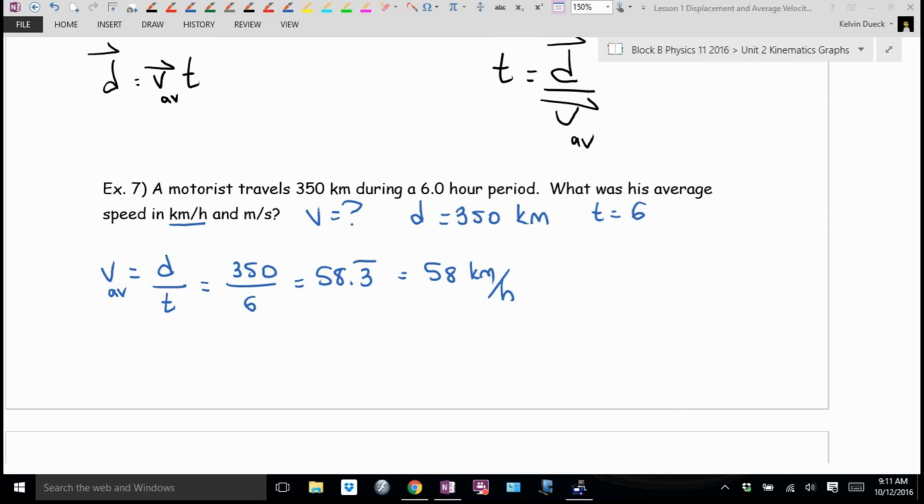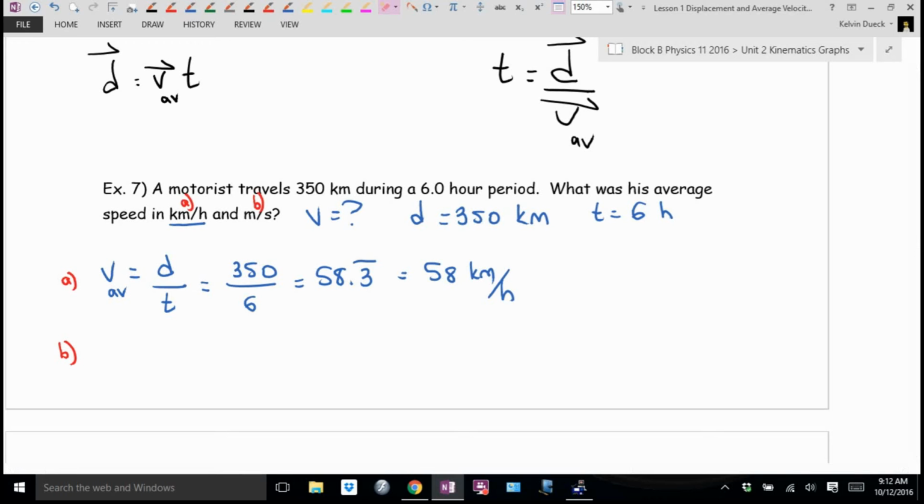Hey, let's call this Part A, and let's call this Part B. Let's be organized. It wants also an answer in meters per second. Yes? Okay. I can do this in 2 ways. I could convert this to meters, convert this to seconds, and redo this whole question, and that's fine. But maybe I can do a unit conversion and get there in one fell swoop. I'm going to try that.